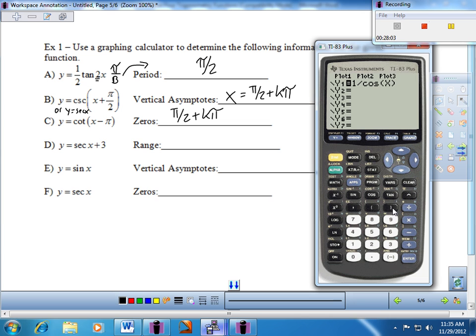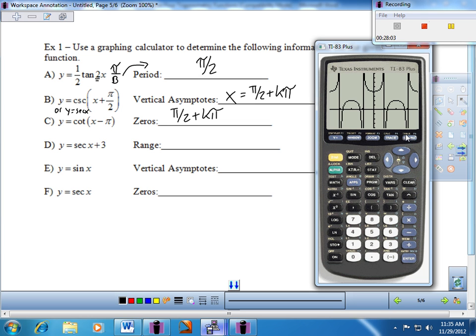Then you're going to have to close that off because then we're going to add the 3. And I'm going to hit graph right there. You know what? We're going to have to change our window just a little bit. We didn't catch the top part. So I'm going to go up a little more, let's see if that catches it. Yeah, that's a little better.